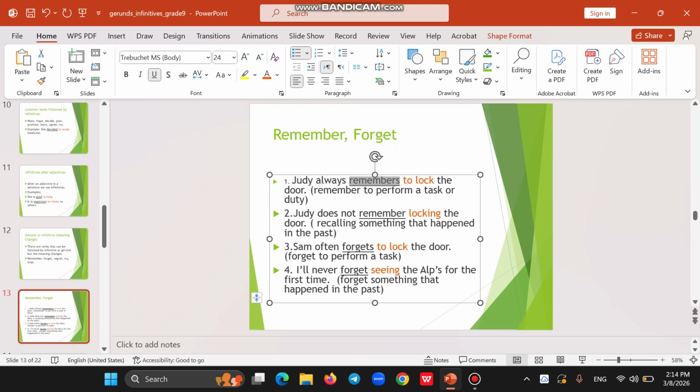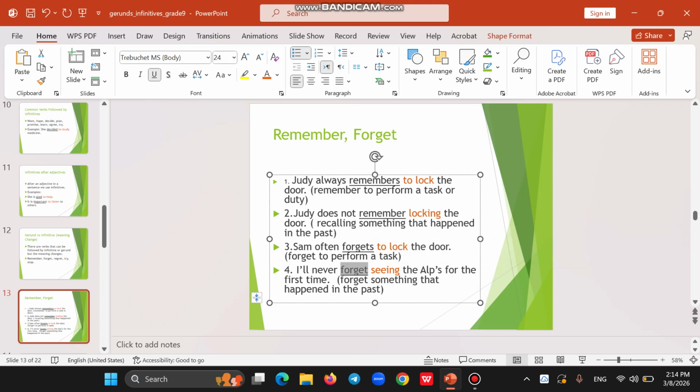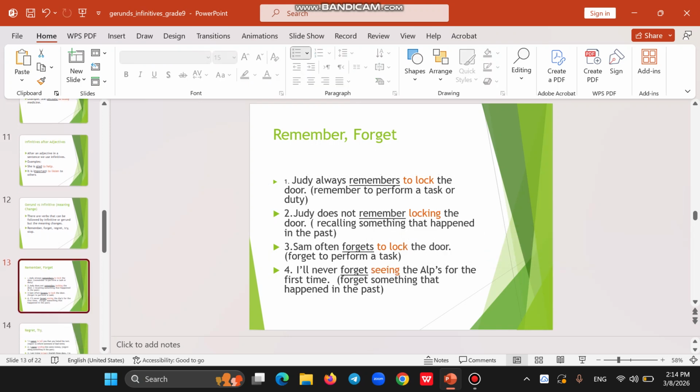Same thing applies for forget. Sam often forgets to lock the door. Forget here, because it is followed by an infinitive, means forget to perform a task or duty. I will never forget seeing the Alps for the first time. Forget followed by a gerund means forgetting something, a memory in the past.